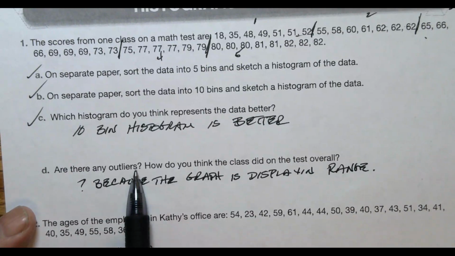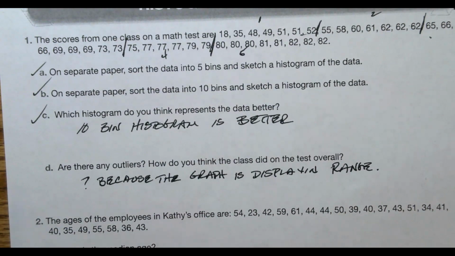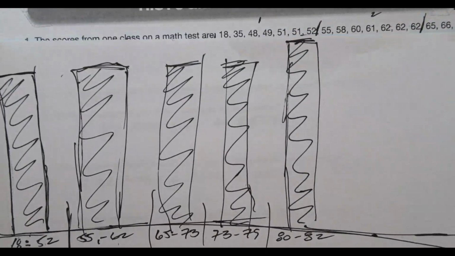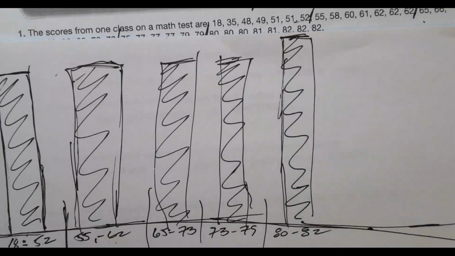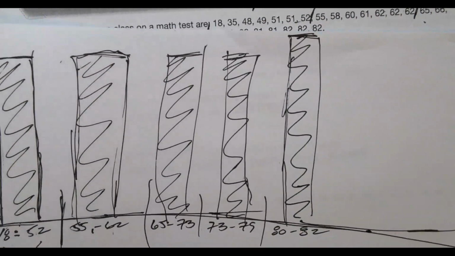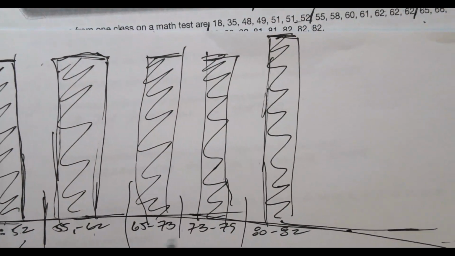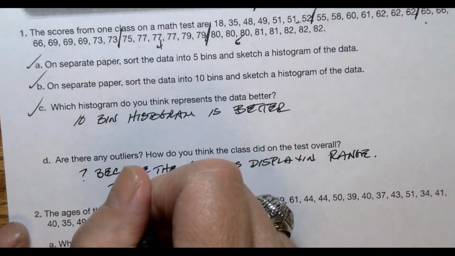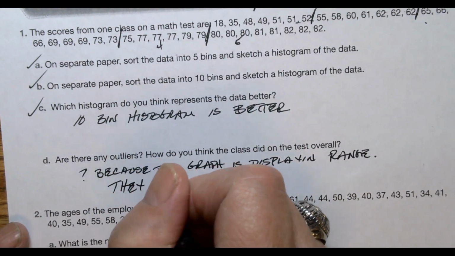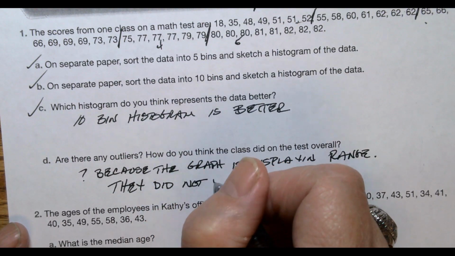And it says, how do you think the class did on the test? Well, looking at it, I would say they probably didn't do very well, right? I mean, here there was only like 8 that did 80 to 82, and there wasn't any 90s or 100s. And they're all sort of mediocre right here. So I would say they did not do well.